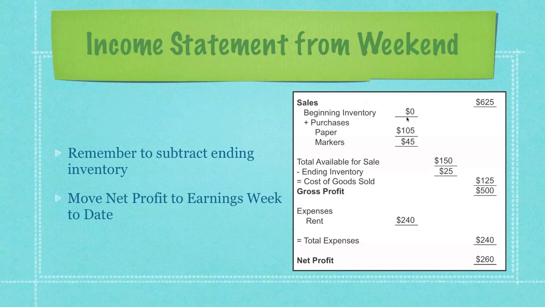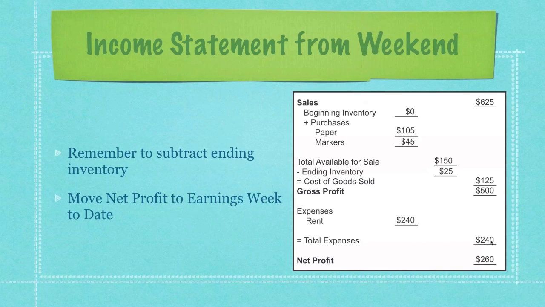Your beginning inventory, remember we sold out last time, so we had none. Your total cost for paper and markers. And this ending inventory represents the celebrity pictures you did not sell. So we're going to subtract that out. 125 minus 625, leaving a gross profit of $500 minus the cost in rent, which was $240 for 3 days.